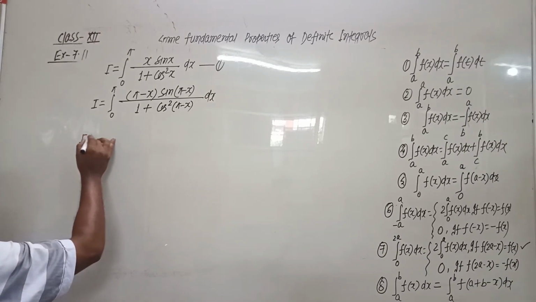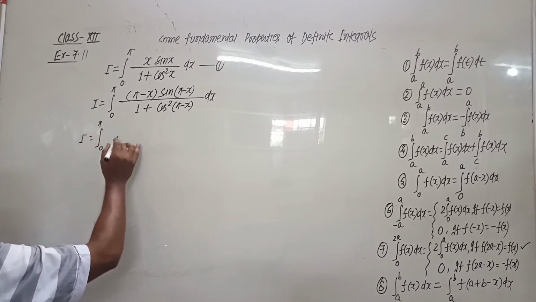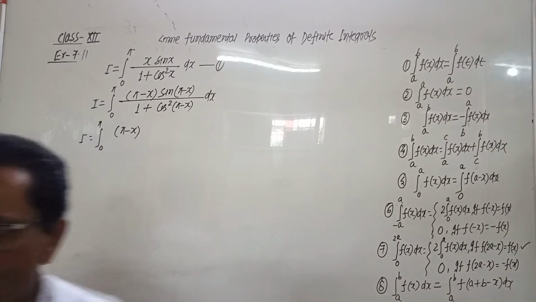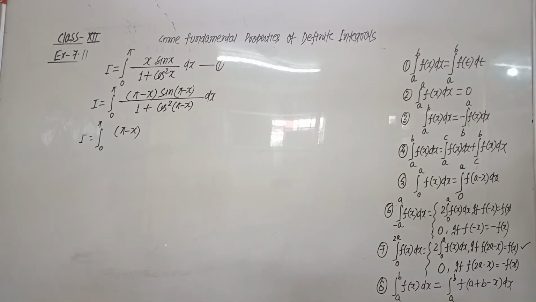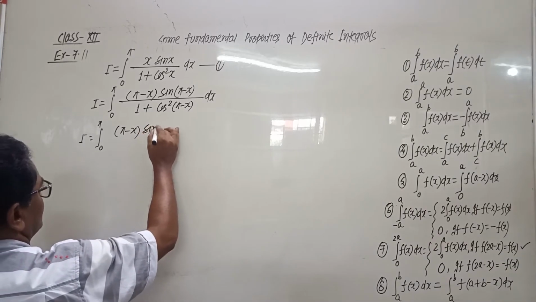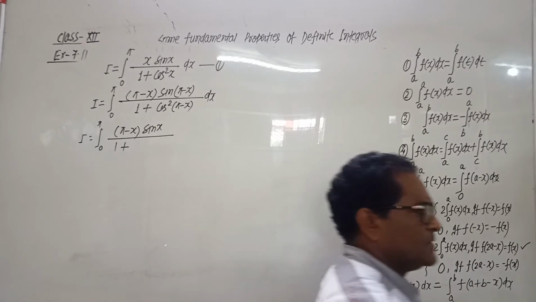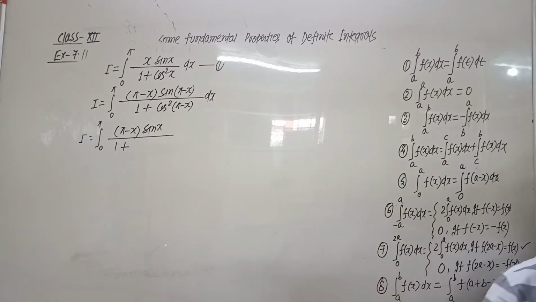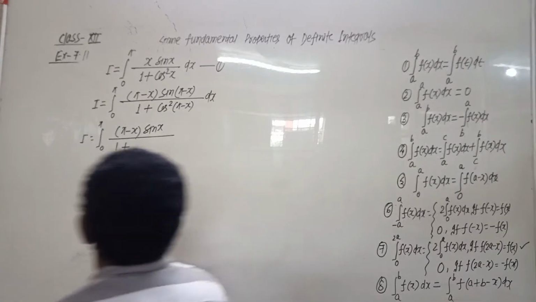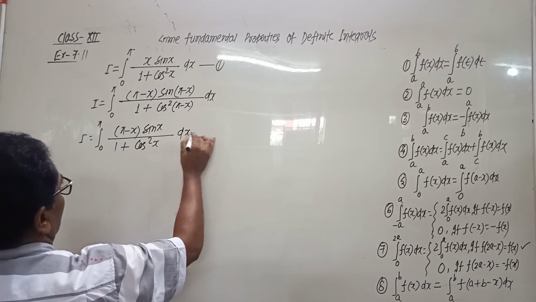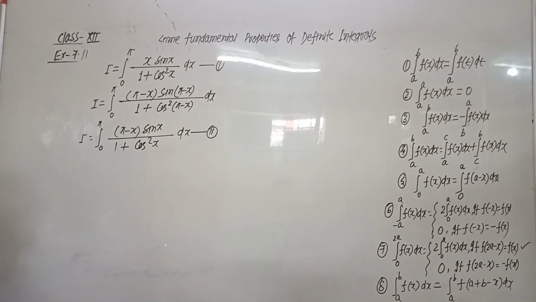So it gives I equals integration 0 to pi of (pi minus x), and sin of (180 minus theta), that is sin of (pi minus theta), gives sin theta. So sin of (pi minus x) is written as sin x. And 1 plus cos of (pi minus theta): this is minus cos theta, but since there is a square, it becomes plus. So 1 plus cos square x and dx. Name it equation second. Now add equations first and second.